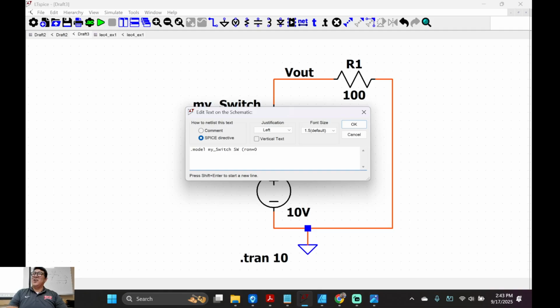There's another resistance. We need to define the off resistance, the resistance when it's off. Let's choose a big number, like that. There's another way of doing it: 1 meg. What does 1 meg stand for? 1 mega ohm.